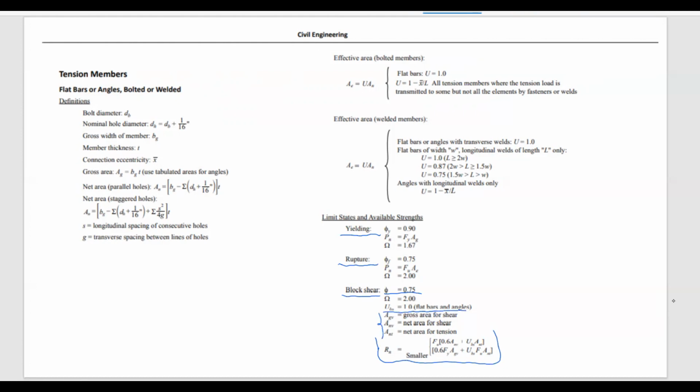There are a few other terms that we have to get familiar with. AGV is gross area for shear. ANV is net area for shear. And ANT is net area for tension. We're going to learn more about this once we solve our problem. Let's go back and do that.